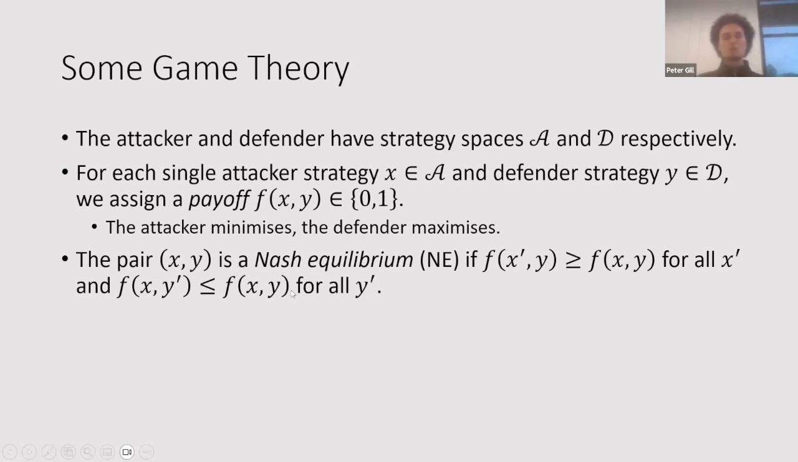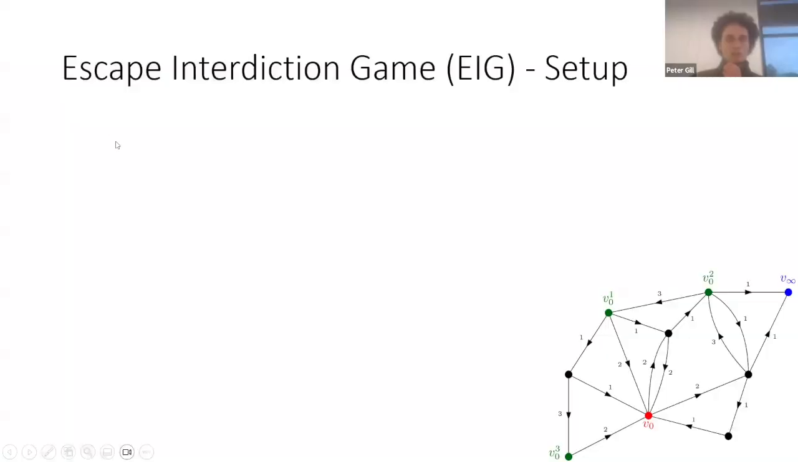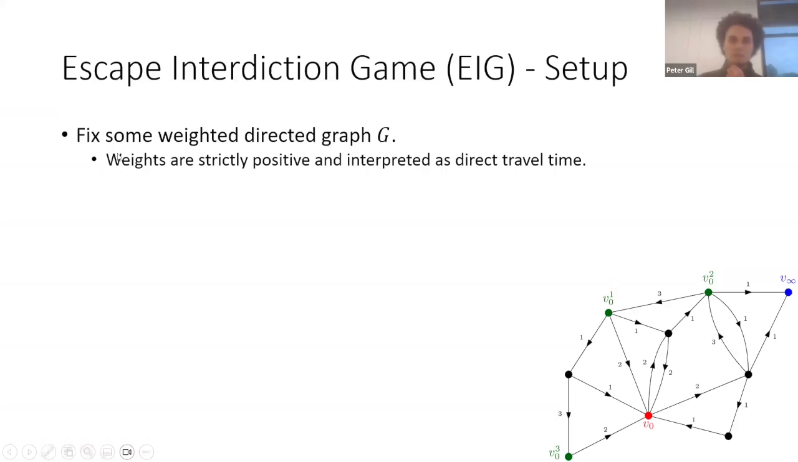A very common solution concept is the Nash equilibrium: a pair X, Y where, if you assume the other player stays playing Y, there's no better strategy you can pick than X, and also the other way around, flipping the roles of X and Y. Okay, so that's that. And here's the more formal definition of the escape interdiction game.